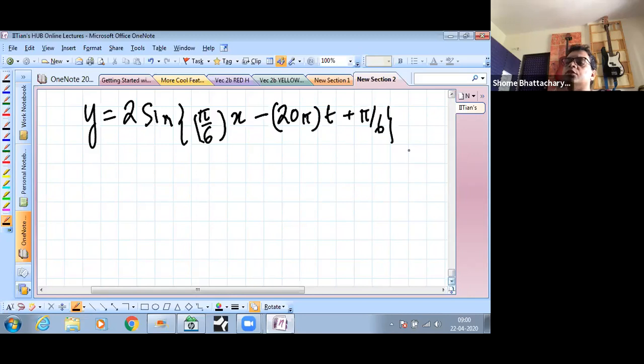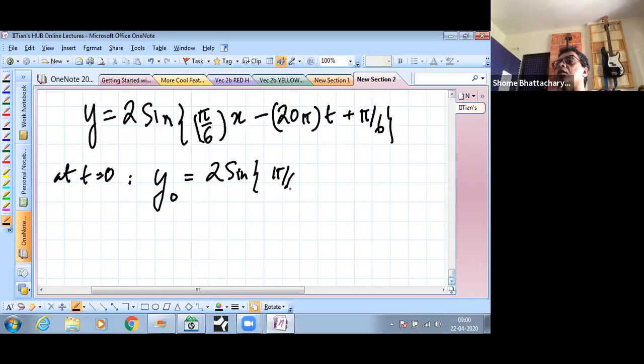Okay, so this was our equation to begin with. Now, snapshot at t equal to 0. So at t equal to 0, y naught, let's say, is equal to 2 sine (pi by 6 x plus pi by 6). So we'll plot this in a graph. But before that, let's write the other times also.